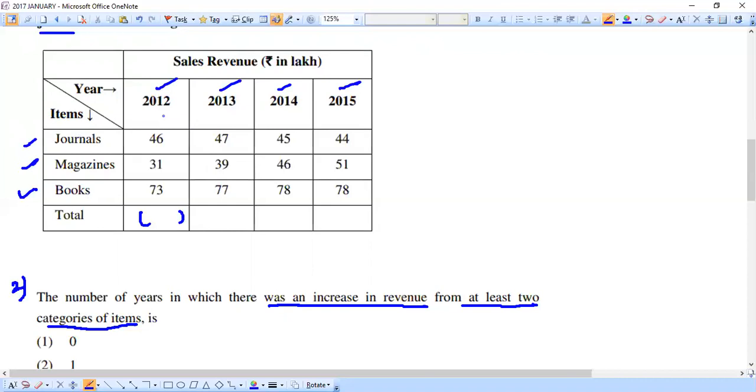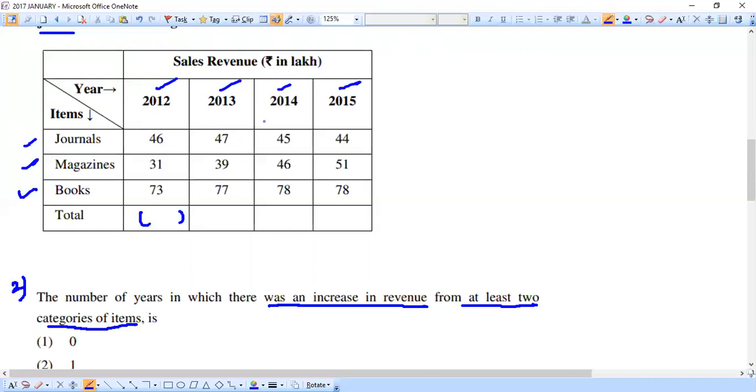Obviously 2012 will not be able to do that. Why? Because to check 2012, we need the sales revenue of 2011's table, but 2011 is not available here. So we can start from 2013's revenue, because we have 2012's revenue. 2013's previous year is 2012, right? So all we need to do is check whether it increases or not.